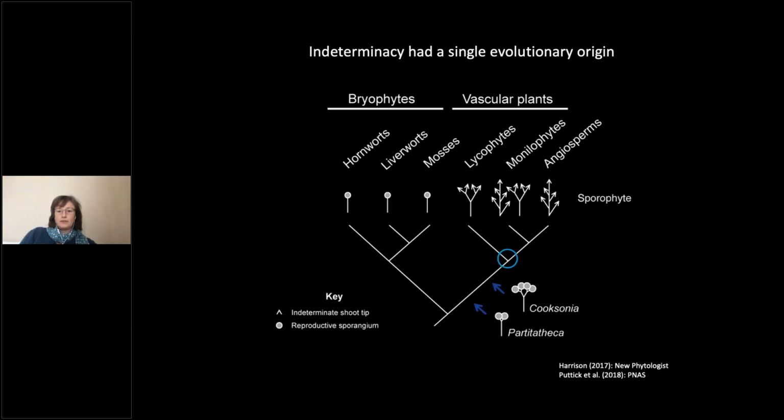Indeterminacy had a single origin in vascular plants, and I've highlighted where that would map on a phylogenetic tree, showing the relationships of living plants, with a blue circle on this slide. The indeterminate growth properties of each major vascular plant lineage were inherited from this shared common ancestor, but we can't use fossils to do genetics. So how can we identify genes enabling the origin of indeterminacy? Next slide, please.